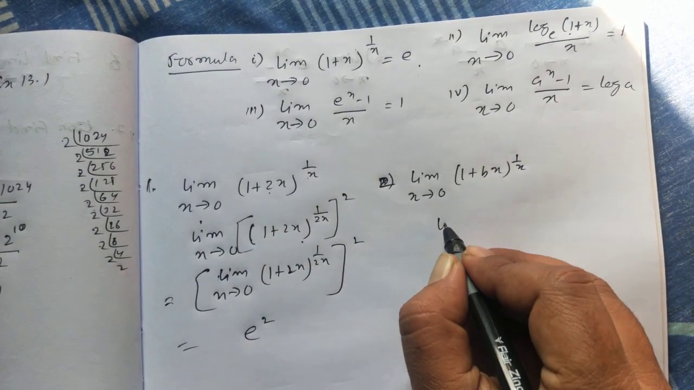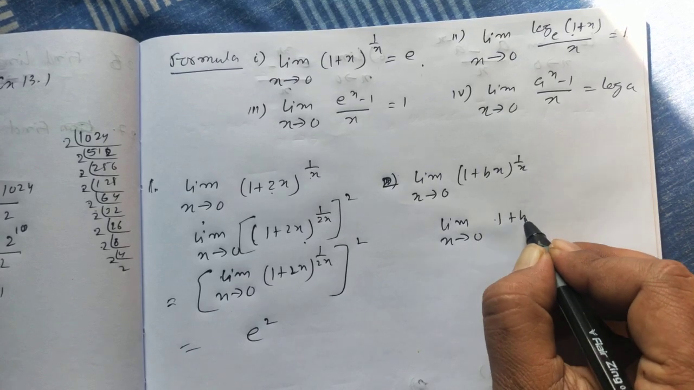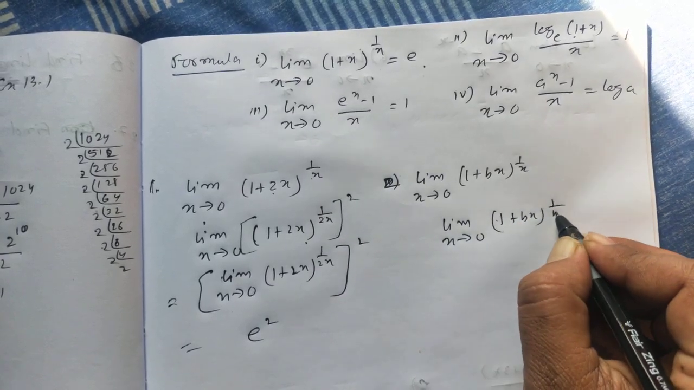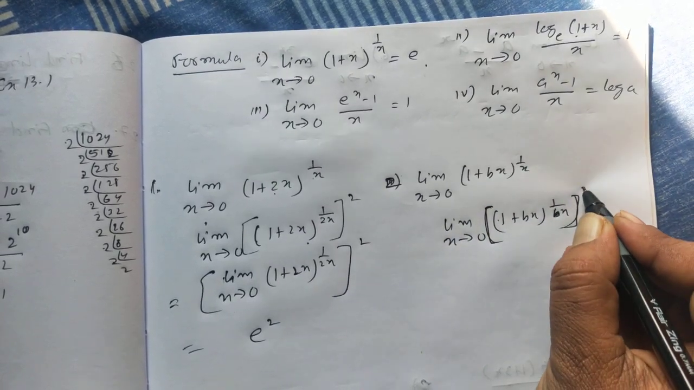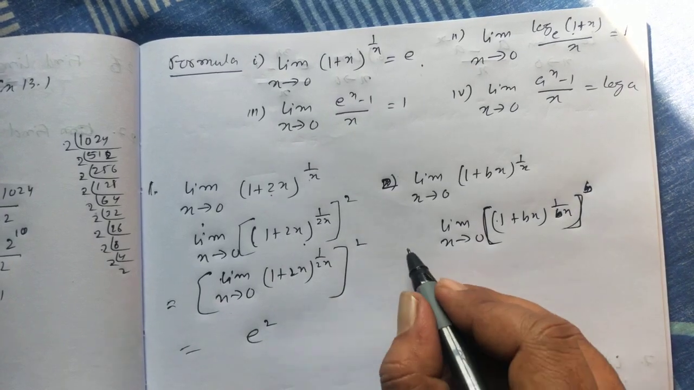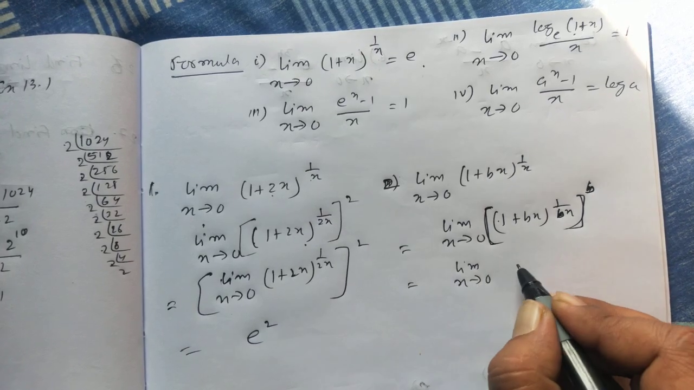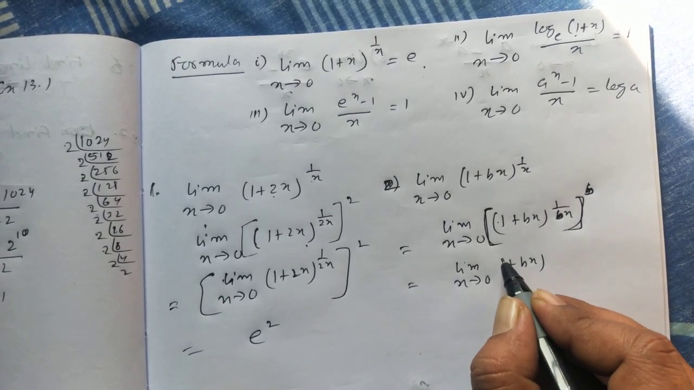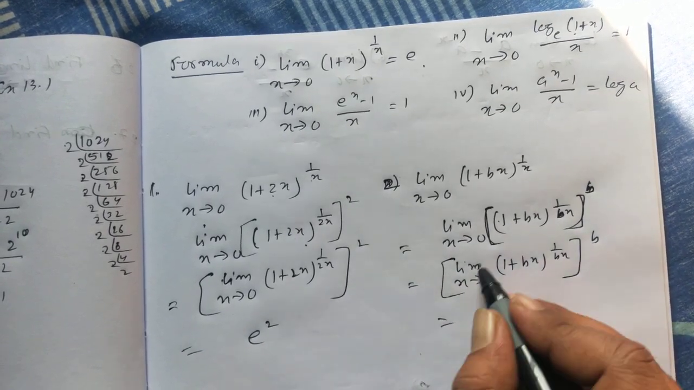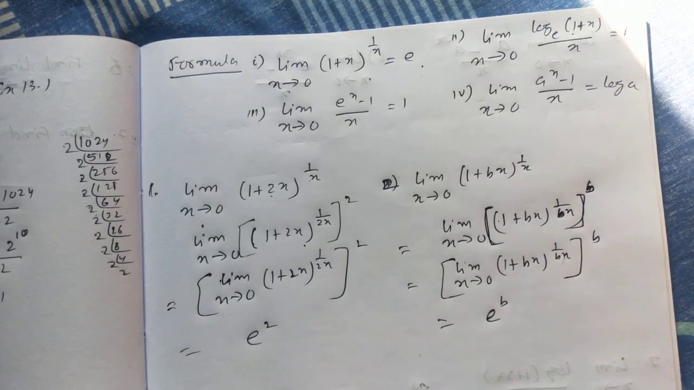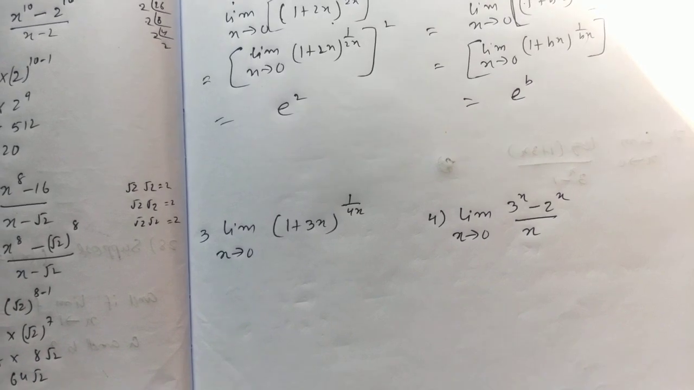Similarly, you have to do this one also. Limit x tends to 0, 1 plus bx, 1 by bx. That means I'm dividing by b, so I have to multiply by b. So we can say limit x tends to 0, 1 plus bx power 1 by bx, and the power we can take out common. So this is e, so e to the power b is the answer. Clear?